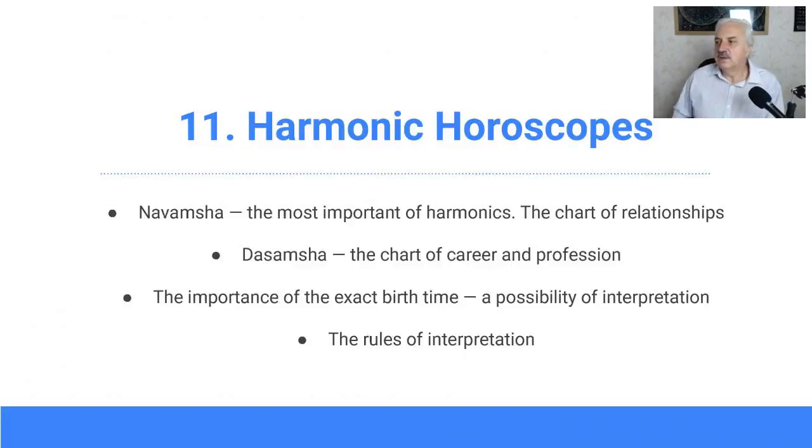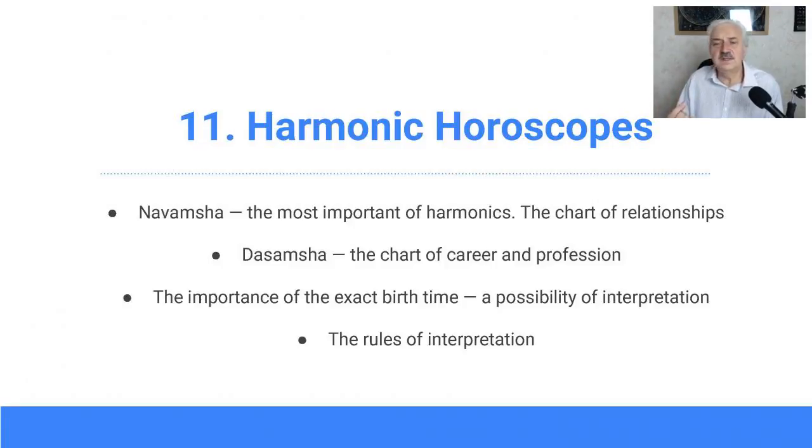Harmonic horoscopes. Here Roland decided to translate harmonic. It's called Varga charts normally, but he decided to explain it by saying harmonic charts, because technically they're similar to harmonic charts done in certain areas of Western astrology. It's not mainstream Western astrology, right? But some Western astrologers do use harmonics quite productively.